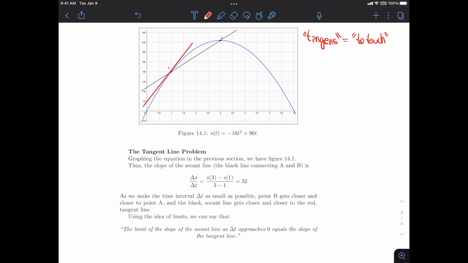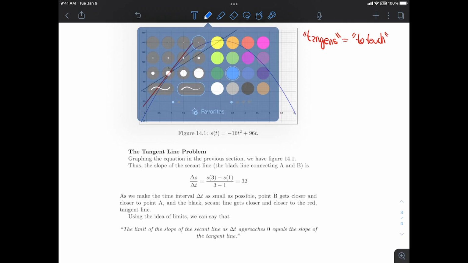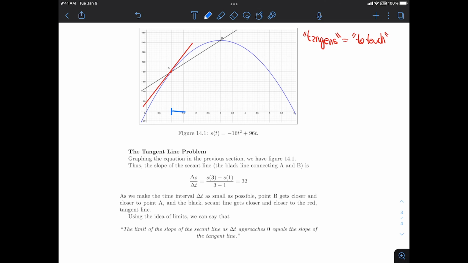If you graph the equation of a secant line, let's say with a time interval between 1 and 3, so this being your delta t, and the change in s, this is going to be your delta s, this is going to be your delta t, between s of 3 and s of 1. That's going to be the slope of this black line from A to B. That's what we call the secant line. It's a line that intentionally touches 2 points, not just touches the graph.